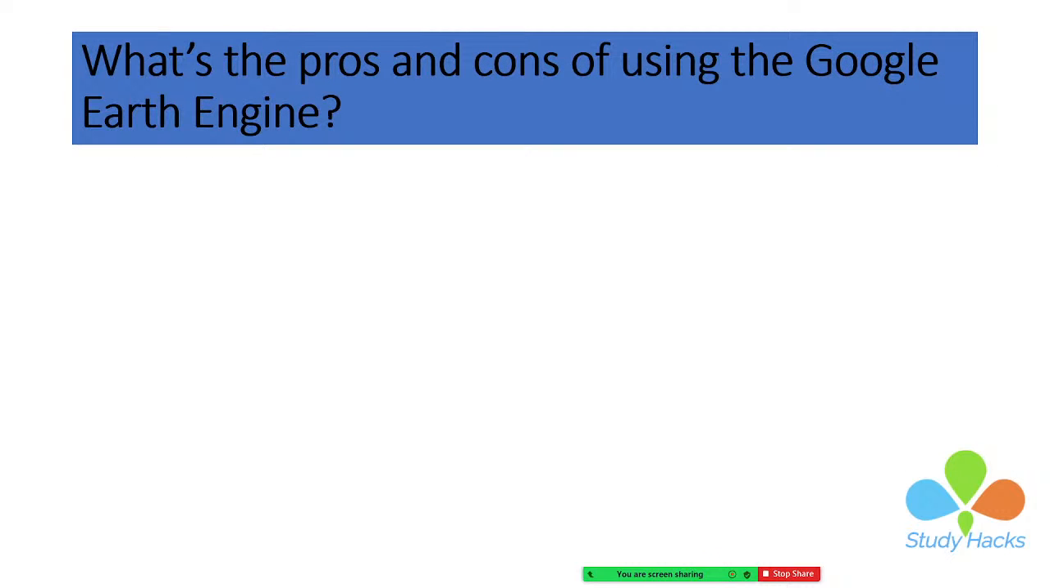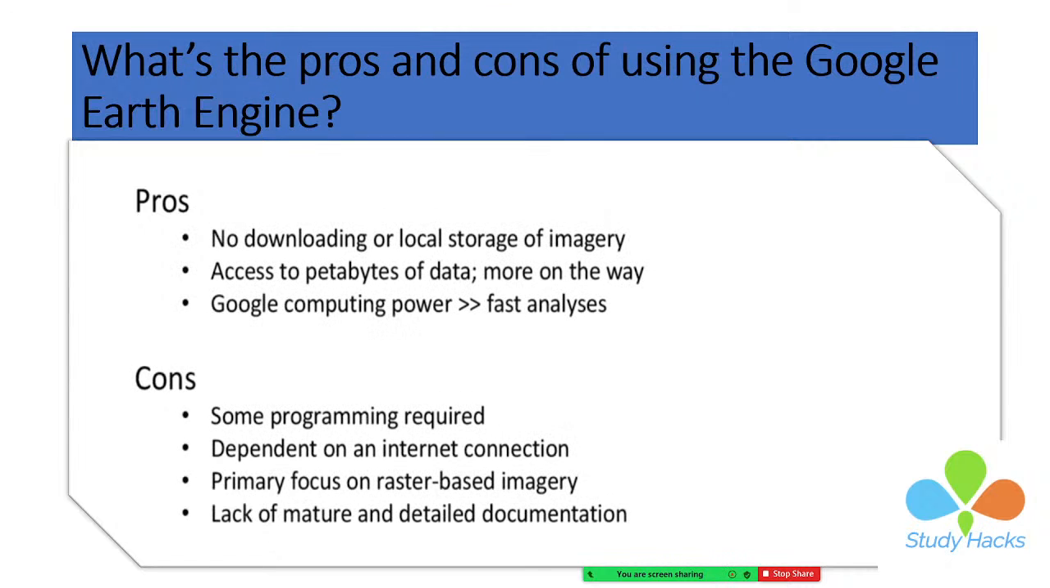Google Earth Engine has some advantages as well as some disadvantages. First of all, it has a lot of advantages, and the disadvantages are very few. You don't need to download any satellite imagery when you want to work with the Earth Engine platform. You can access petabytes of data or more, and its computing power is very fast. One disadvantage is that you need some programming knowledge.